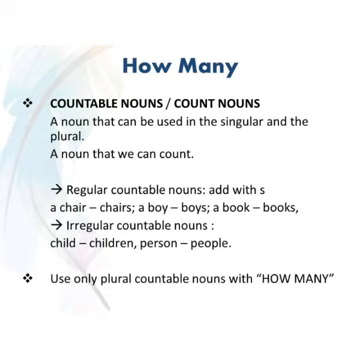Regular countable nouns, for example, a chair becomes chairs, a boy becomes boys, a book becomes books. So if you want to make regular countable nouns plural, you just need to add s at the end of the word. Examples of irregular countable nouns: child becomes children, person becomes people. You have a lot of examples of irregular countable nouns in your dictionary, so if you want to know more, please open your dictionary and read a lot from there.